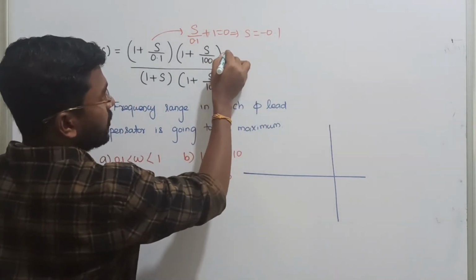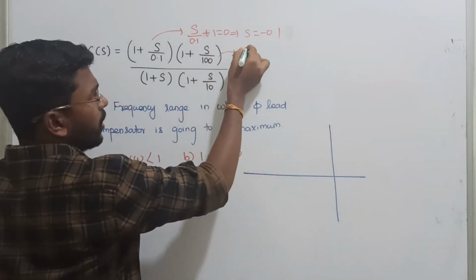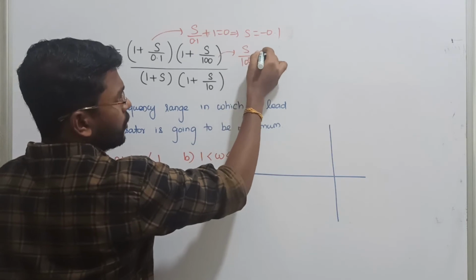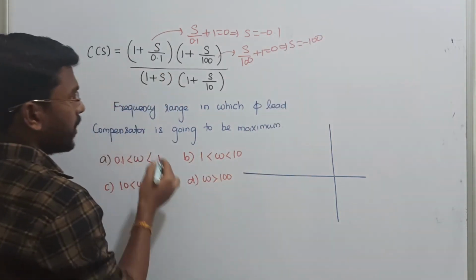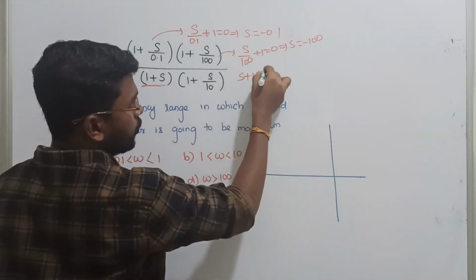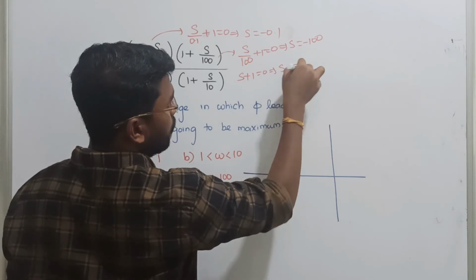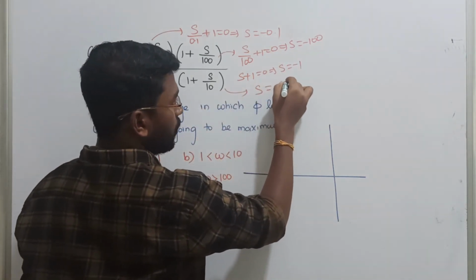Next, the second zero, that is 0.1. We will find the value first. The second zero will become s by 100 plus 1 should be equal to 0, such that the value of s will become equal to minus 100. Next, take this pole: s plus 1 should be equal to 0, or I can say s equals minus 1. Now take this one, if I equate it to 0, it will become s equal to minus 10.